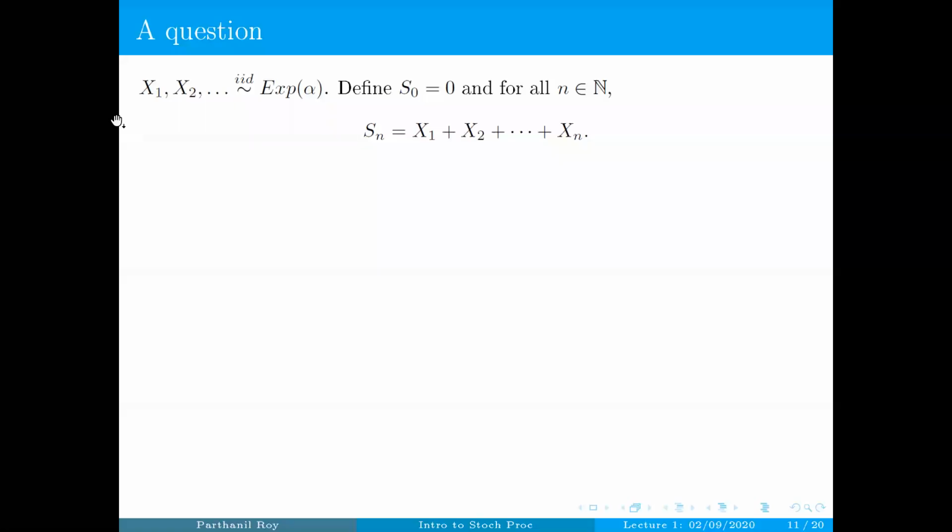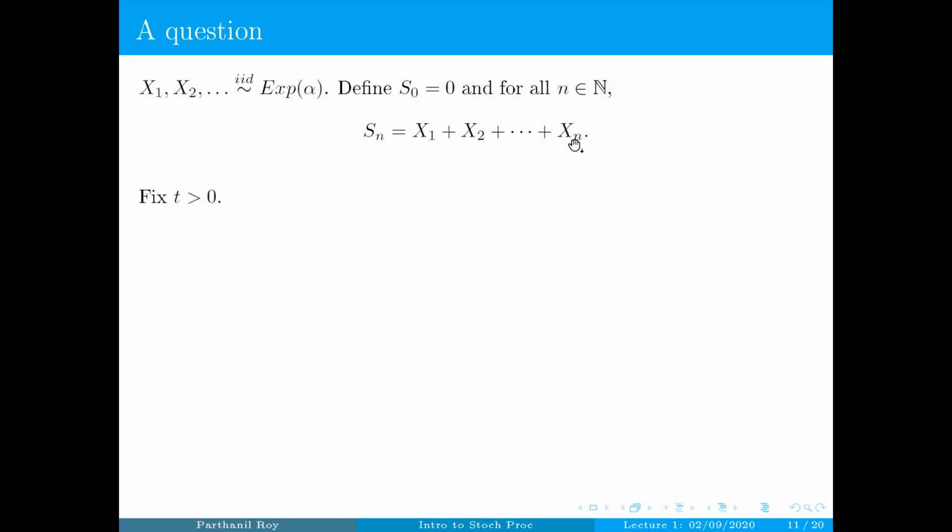Okay, so recall the setup. It's inter-arrival times, which are X1, X2, etc., IID exponential alpha. And the arrival times: the 0th arrival time is 0, and the nth arrival time is just the sum of the first n inter-arrival times, X1 to Xn.